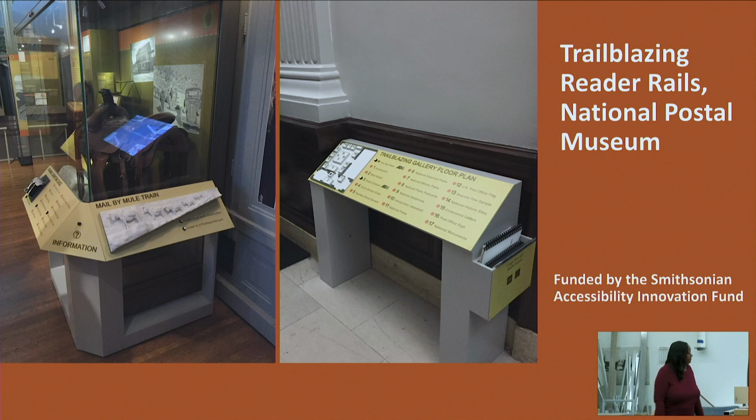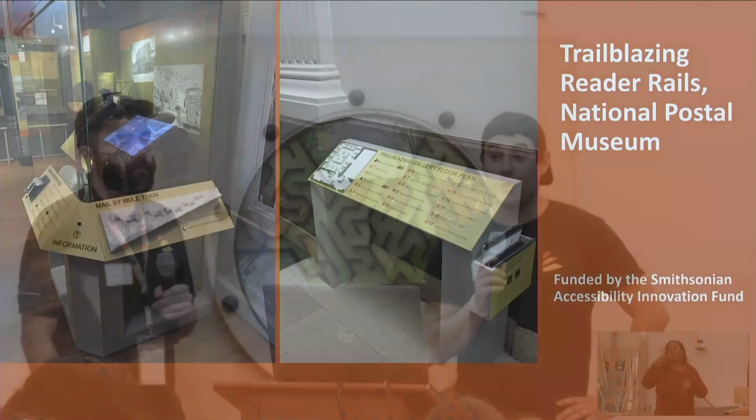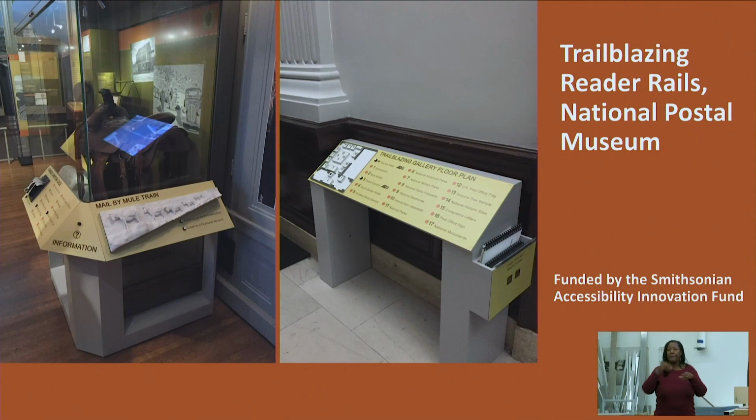All right, so this next project was a SAFE grant-funded project, and these are the Trailblazing Reader Rails. This was at the National Postal Museum in the Postmaster's Suite. This was a combination of blind and low vision testing and really working with a few different manufacturing methods. This was 3D printed on our gypsum printer and then infiltrated with epoxy, basically super glue, to make it hard. So this gives you a nice tactile of a mule train.